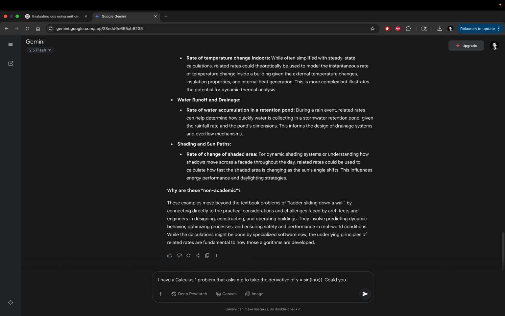Could you walk me through how to go about solving this without just giving me the answer? Right? I really want to understand the process. Okay.